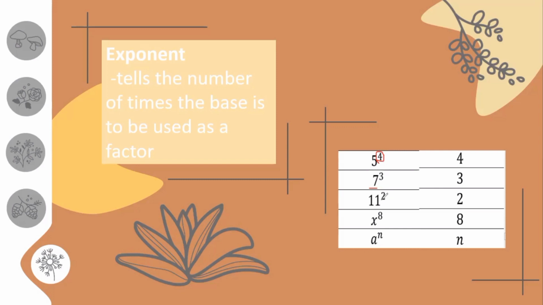Next example, 11 squared. What is our exponent? Very good. It's 2. Our fourth example, the exponent is 8. Very good. And for the last example, what is the exponent? Okay, very good. Our exponent is n.